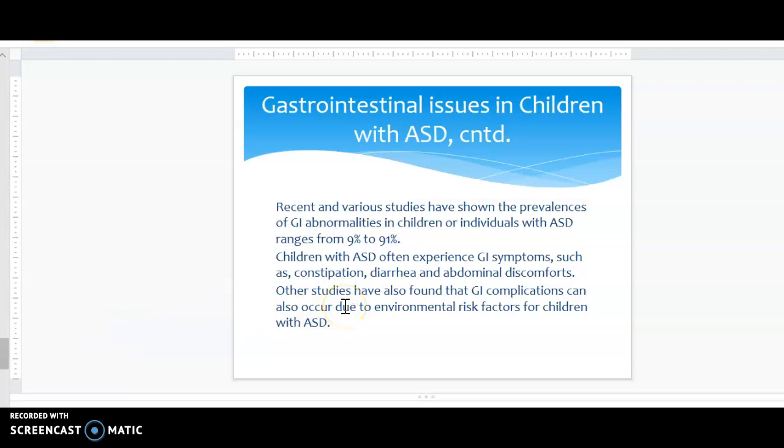Recent and various studies have shown the prevalence of GI abnormalities in children or individuals with ASD ranges from 9 to 91%. Children with ASD often experience GI symptoms such as constipation, diarrhea, and abdominal discomfort. Other studies have also found that GI complications can also occur due to environmental risk factors for children with ASD.